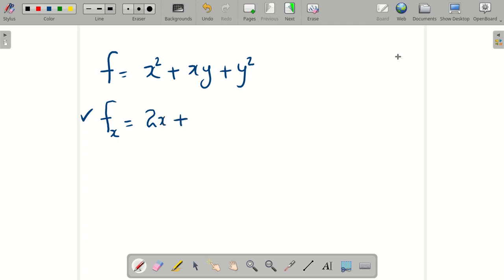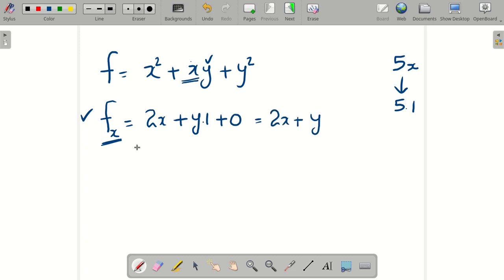Okay, tell me, how do you differentiate 5 into x? Of course, the derivative will be 5 into 1. Okay, we have y into x. And I told you, when we differentiate with respect to x, x is the only variable. That means y will be treated as if it's a constant. So the derivative is y into 1 and finally 0. That's it. So you're going to get 2x plus y.